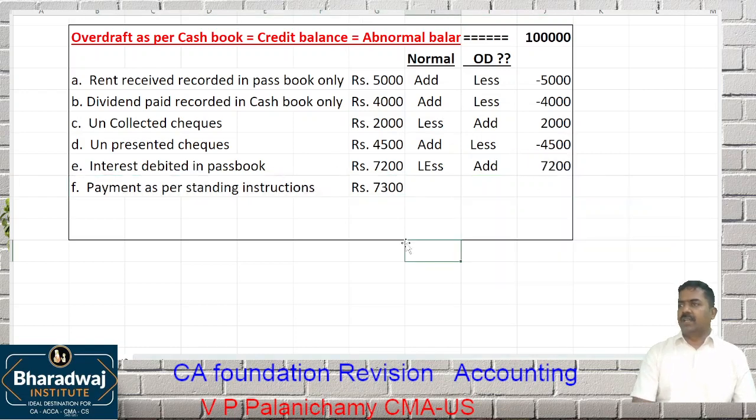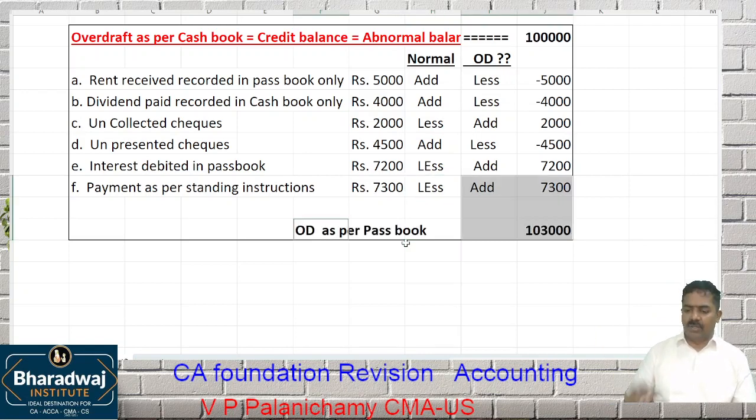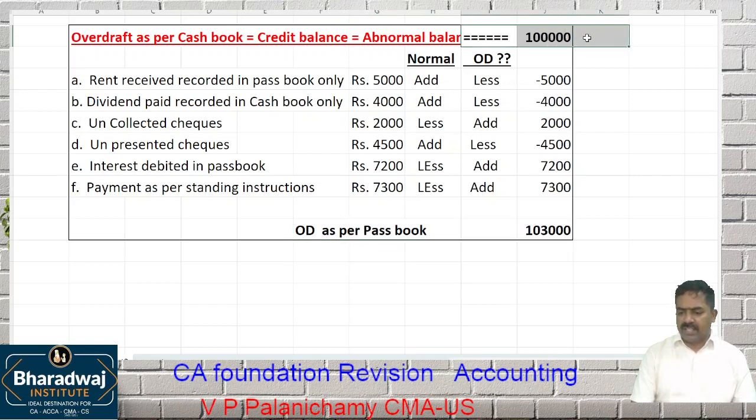Payment as per standing instruction. We gave instruction, the banker paid. While paying, what they would have done? They would have reduced. We should also reduce it if it is a normal balance. Since OD is starting point, we have to add back. So you'll get OD as per passbook. Don't assign any sign. This is 1 lakh. Keep it as it is. Do the reconciliation. You'll get what? OD as per passbook.